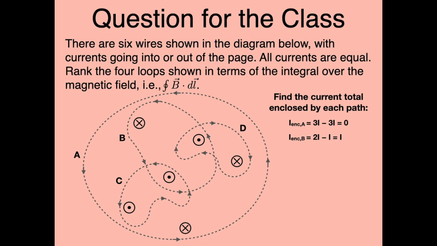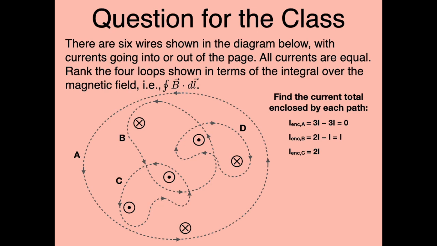All right, now we move on to path C. If you take a look at path C, you'll see that it is enclosing 2 wires, and both of them have a current that is going out of the page. So the total current enclosed with path C is just 2I.